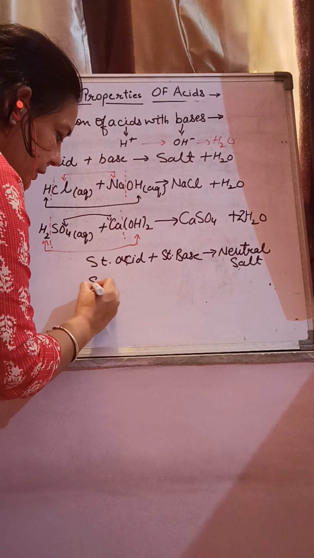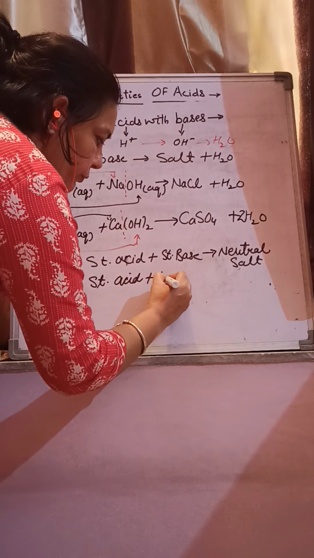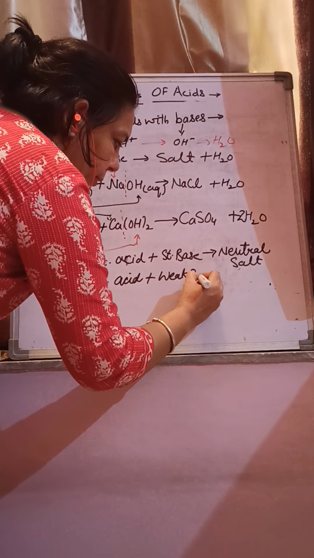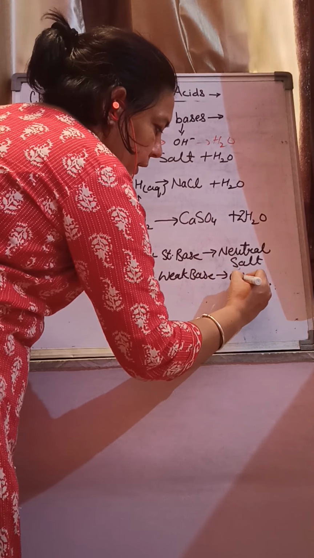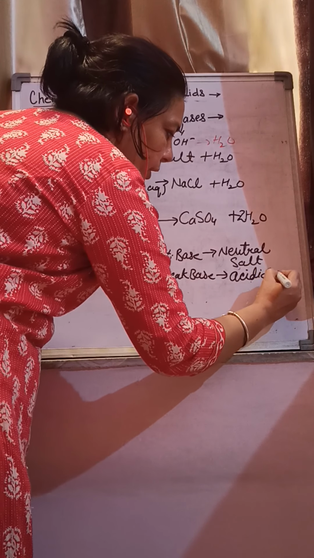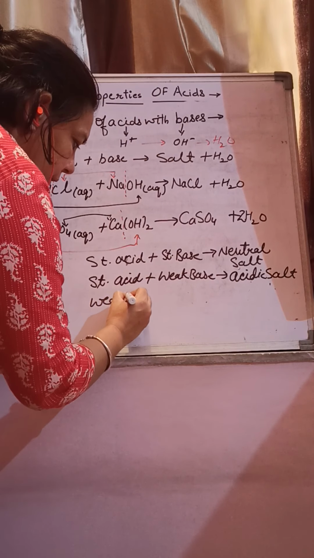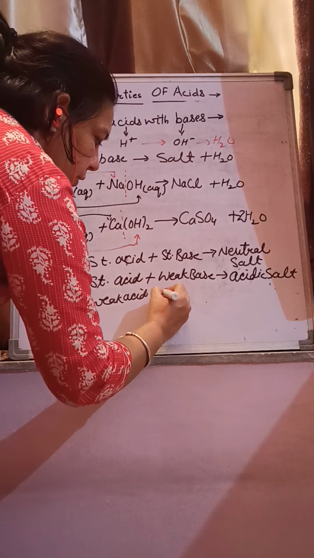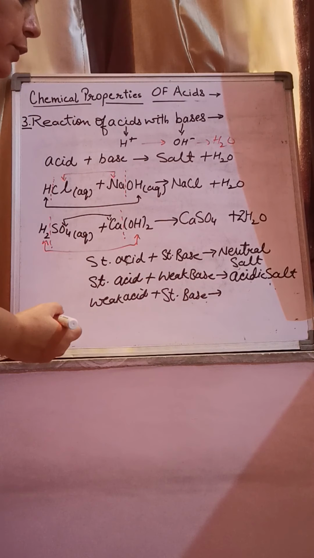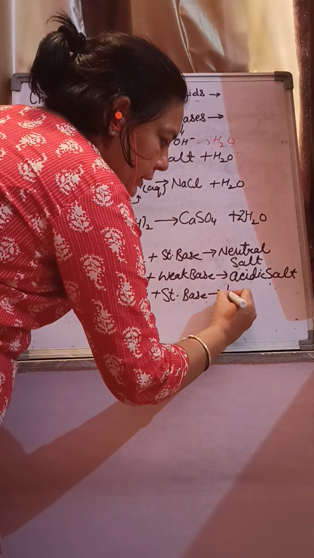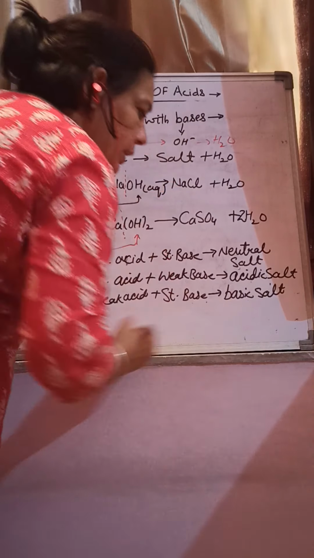Second one, if I take a strong acid and allow it to react with a weak base, then what will happen? The salt which is formed would be acidic in nature. So acidic salt would be formed. Third point, when a weak acid reacts with a strong base, which type of salt is formed? That would be basic in nature because a strong base we have taken. So basic salt would be formed.